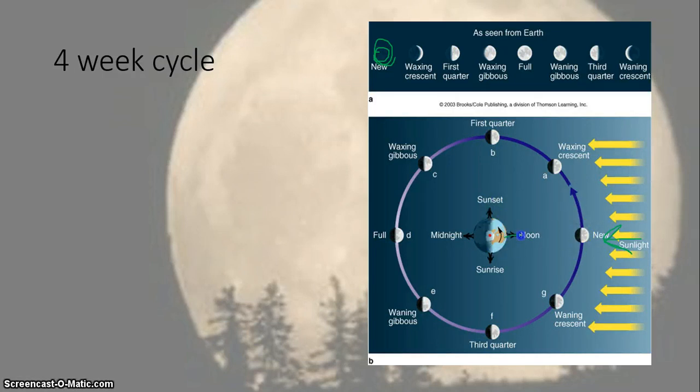As it continues to move, we're just comparing from where we're standing. As we look at it from here, we only see a small fingernail, which would be the waxing crescent. It continues to move. Now we're going to see the first quarter. As it continues to move, we've got our waxing gibbous, and then here we'd have our full moon because we see all of it. Then it starts to go away again. So we have our waning gibbous, our third quarter moon, and then our waning crescent, which is again just a little sliver, and it's back to the new moon.